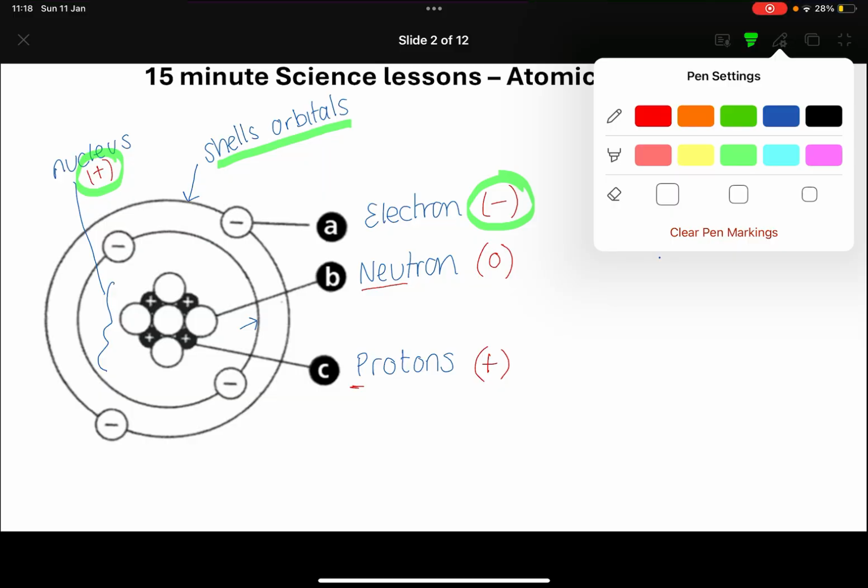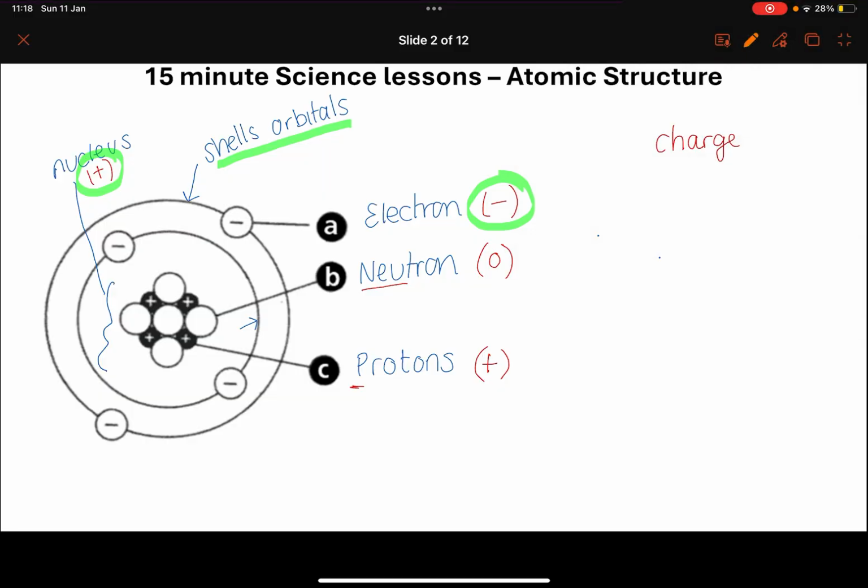The second thing you will need to know about these subatomic particles, and I'll go with orange, is their mass. So it's relative, so we're not going to put any units towards it. And the easy way to remember this is if your subatomic particle is in the nucleus, it has a mass of 1. So all of the mass of the atom is concentrated in that dense nucleus in the centre.